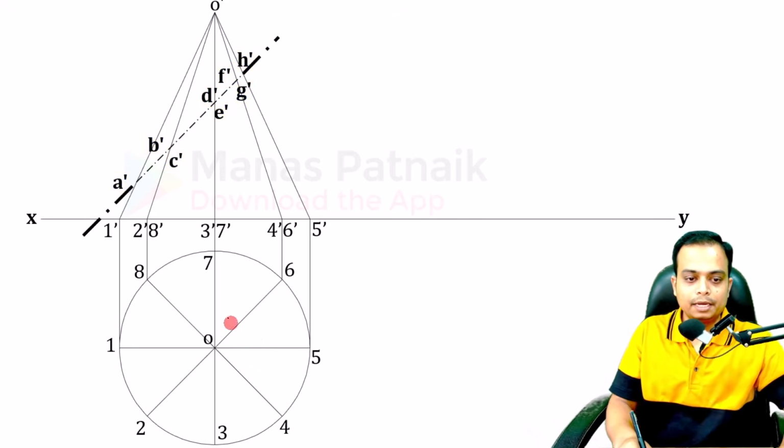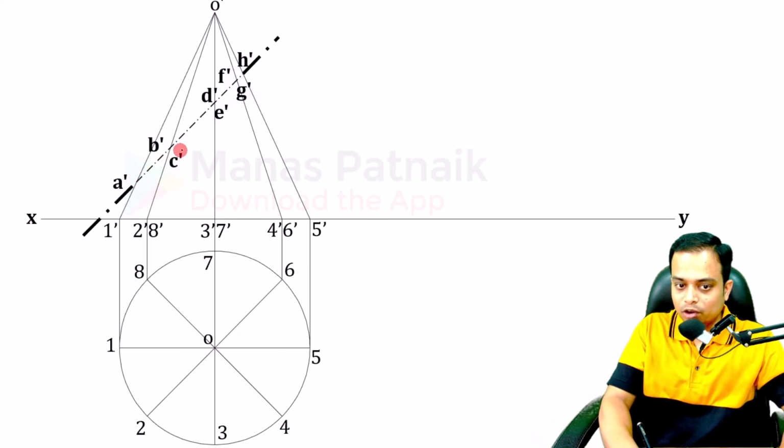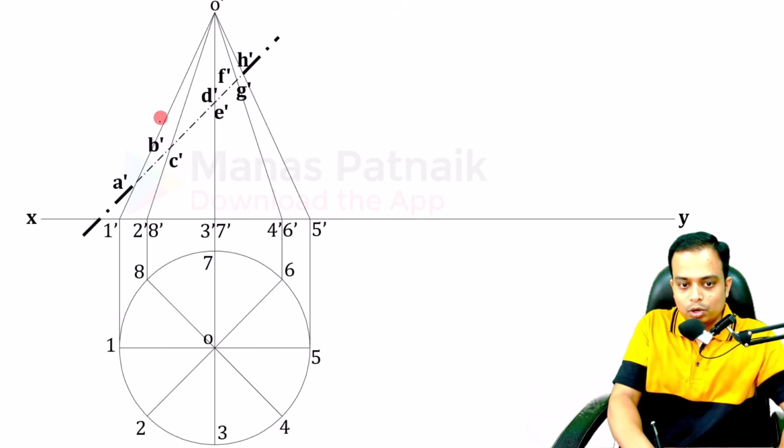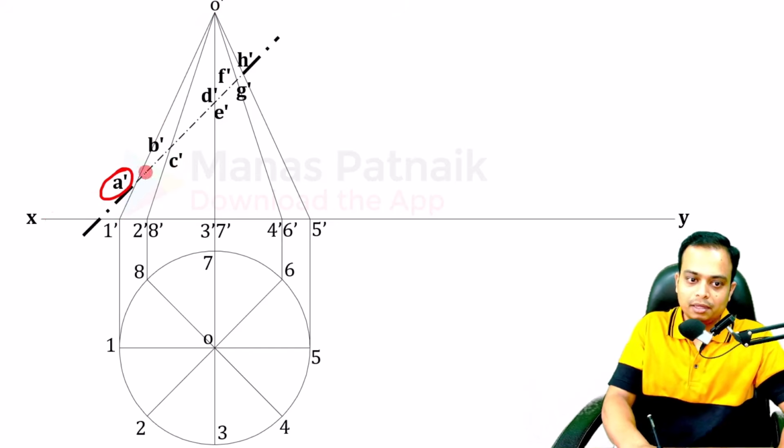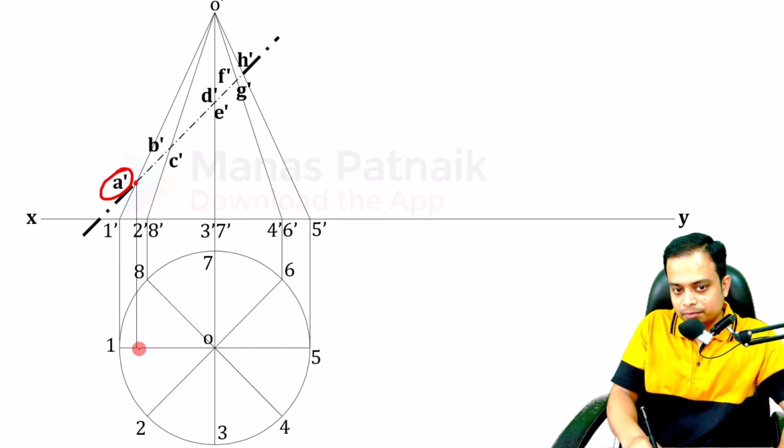Okay, sir. Now what? Now you need to mark all of these cutting points on the top view also. So this O' has got this point A'. Okay, now take a look at this point, bring it downwards. Okay, O'1' has got this point A'.